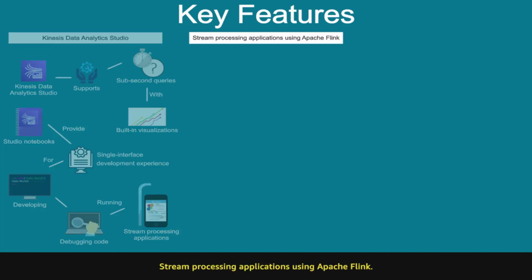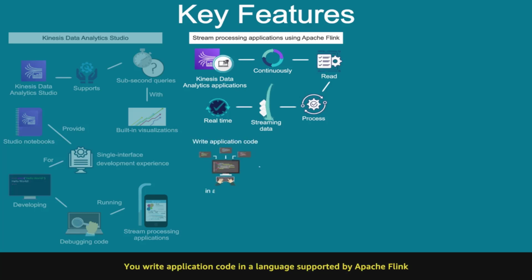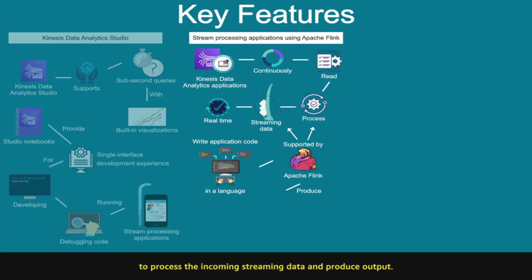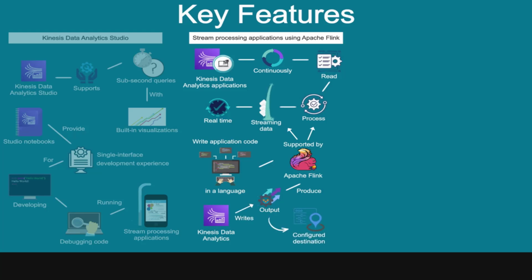Stream processing applications using Apache Flink. Kinesis Data Analytics applications continuously read and process streaming data in real time. You write application code in a language supported by Apache Flink to process the incoming streaming data and produce output. Then, Kinesis Data Analytics writes the output to a configured destination.